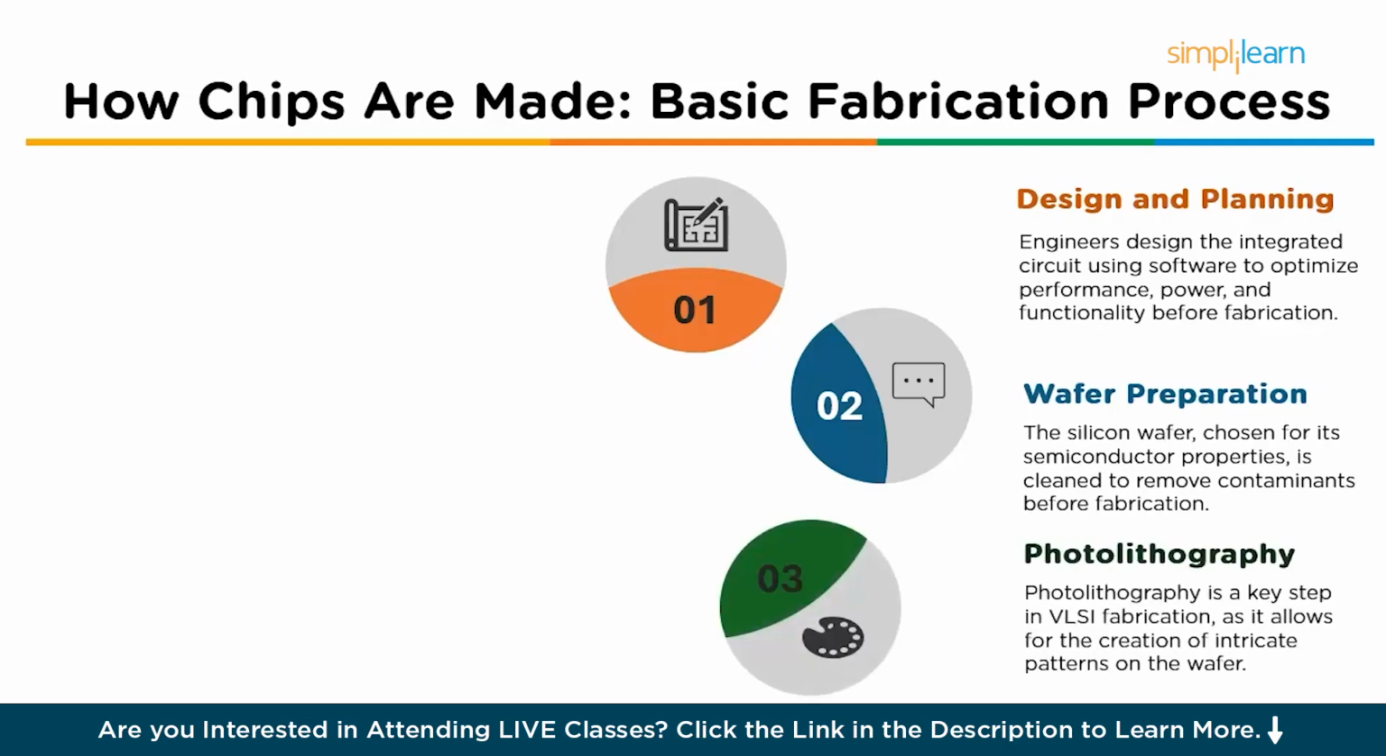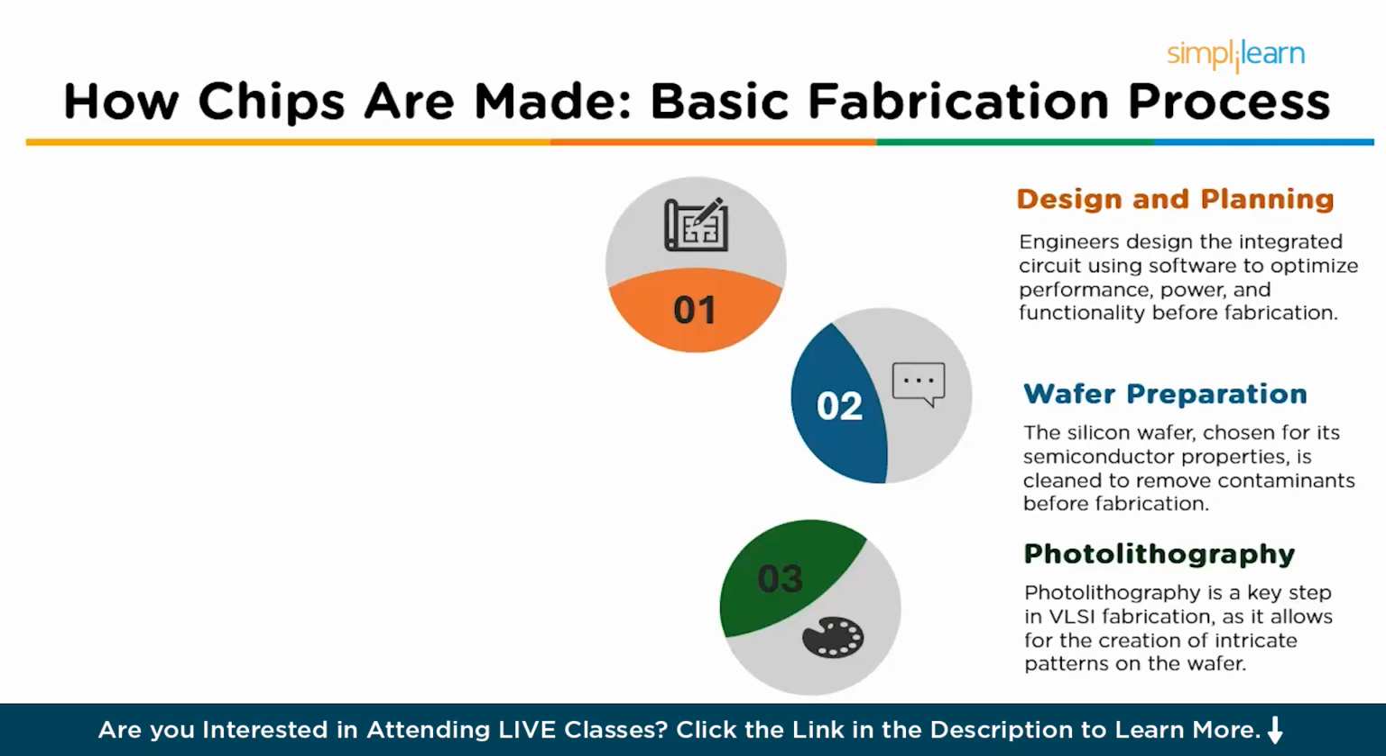The third one is photolithography. Once the wafer is prepared, the next step is photolithography, which is used to transfer the chip's design onto the silicon wafer. A layer of light-sensitive material called photoresist is applied to the wafer. The wafer is then exposed to ultraviolet, UV, light through a mask that has the circuit design.